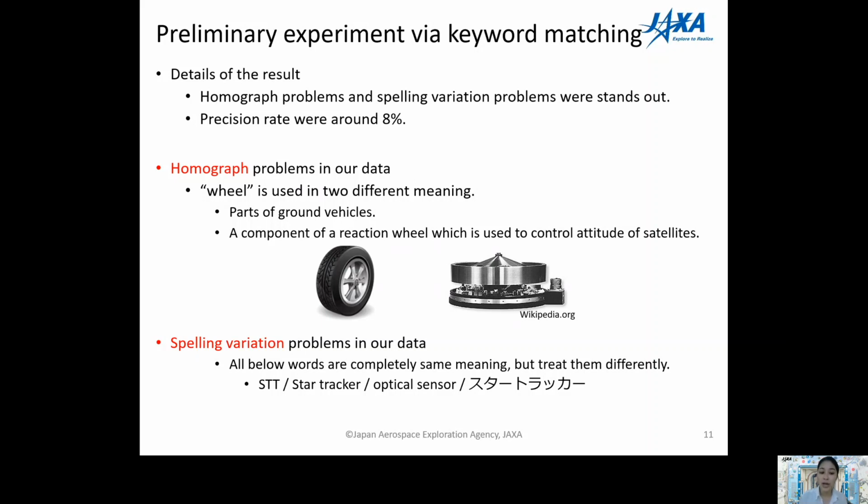And we also have the spelling variation problem, which is the opposite of the homograph problem. For example, STT and Star Tracker are completely the same thing, but they are treated as different things, so the precision rate goes down as well. So we need to tackle those kinds of problems to support the review.